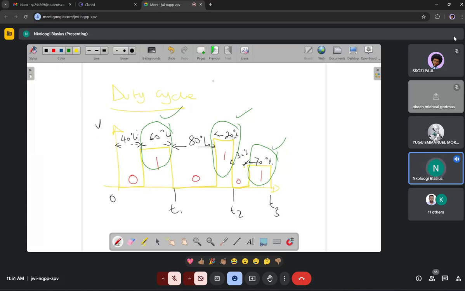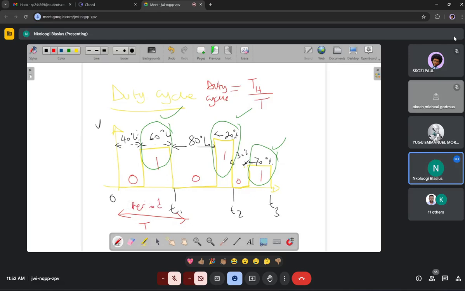In a formula, we shall say that duty cycle is the time when the signal is high, the time width. Sometimes we write it as TW, or sometimes as TH, to represent the time when the period is high, over the whole time. Here the whole time is this one, since it is the time completed in one cycle.